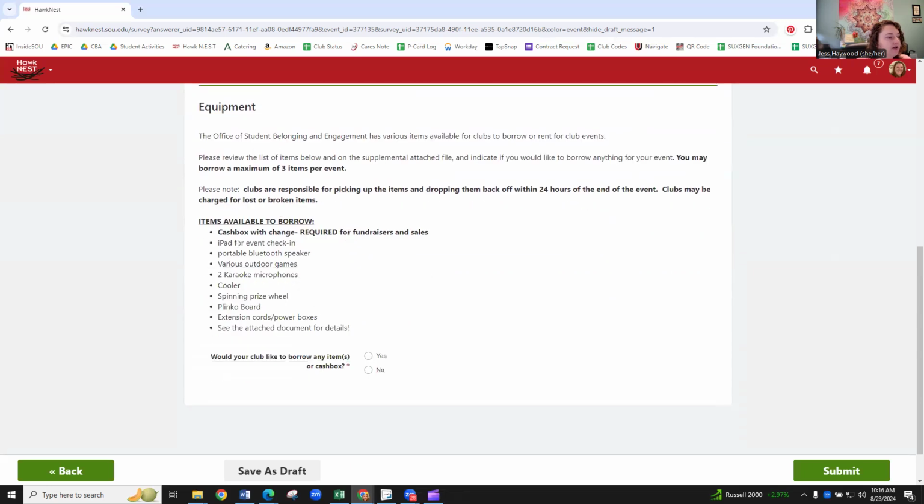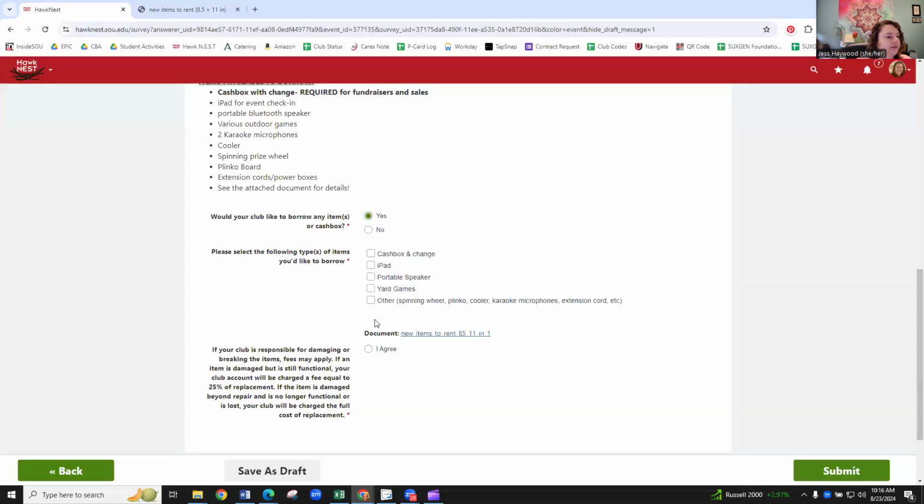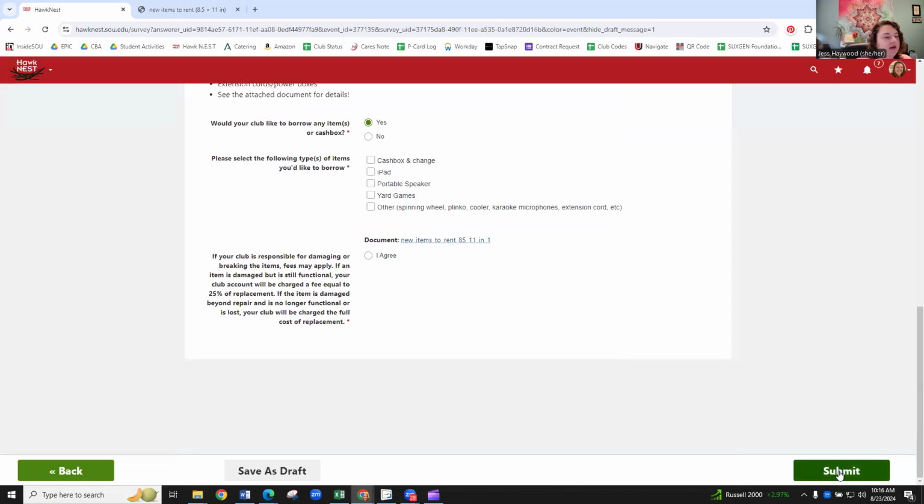So we have options of things that you all can borrow from us. And so you can look over the equipment. If there's something that you want to borrow, including a cash box, you can click that information here. And if you click on this, it will bring up the different things that you can rent. And then submit. So we clicked all of the options that popped up so I could walk you through all of them.